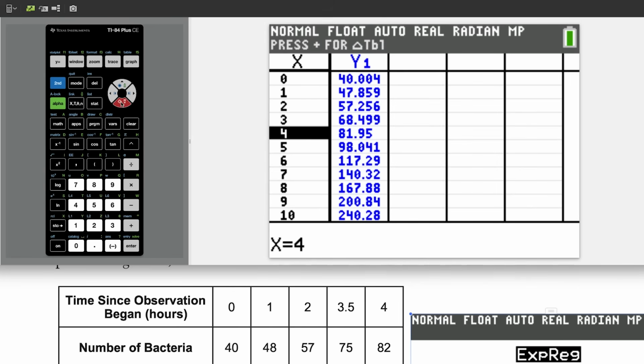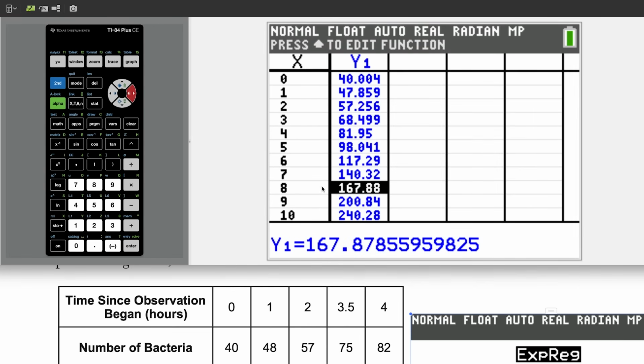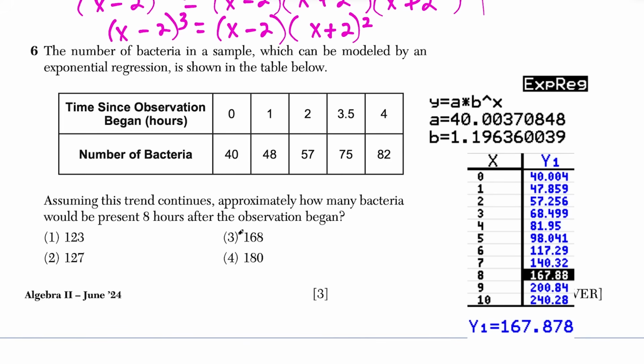So the one we care about, once again, was at time t equals 8, or I could say x equals 8. This is the value we want. So based on all the answer choices here, we're rounding to the nearest whole number. So we look to the ones place is a 7, to the right is an 8. So we're going to round up to 168, and that tells us that choice 3 is our answer.